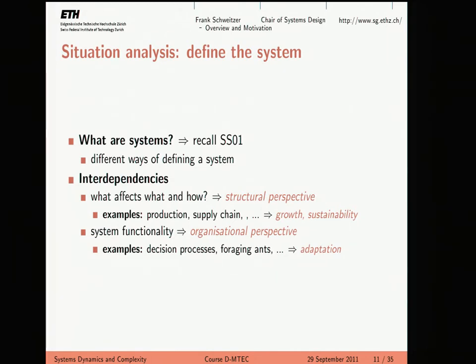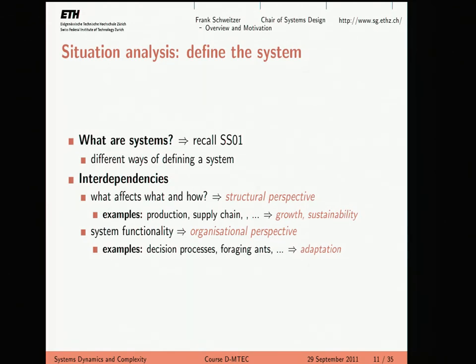But for example, if your problem is make my company more adaptable or make it less inert, then your elements would not be plants and machines. Your elements may be decision processes or process flows. So these are more abstract things. As you can see, your elements and your system may be completely abstract entities. It doesn't prevent you from solving a problem.